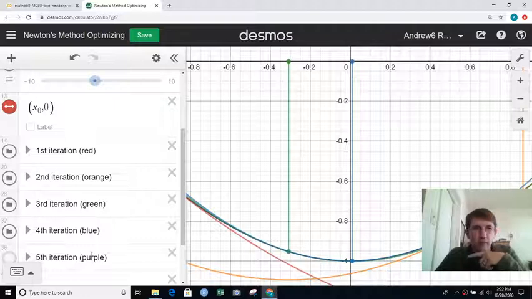Yep, pretty good. And then we'll do it again. And at this point, you can't even really see the differences. So that's what Newton's method is doing for one-dimensional minimization.